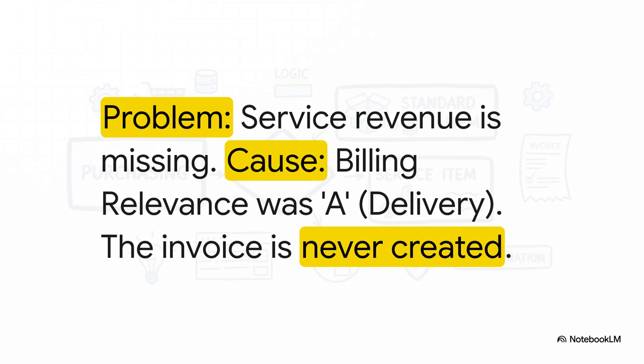You can imagine getting this wrong causes massive problems. A super common complaint you'll hear is, hey, our service revenue is missing from our reports. And so often the culprit is this. Someone accidentally set the billing relevance for a service to bill after delivery. Since a service can never be delivered, the system just waits, and that invoice never ever gets created.